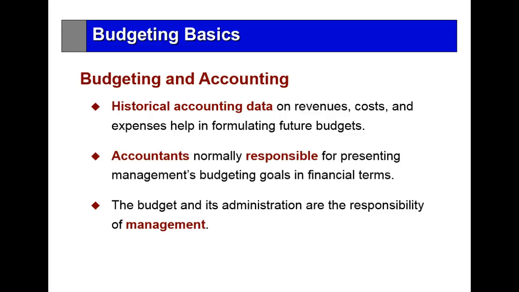Budgeting and accounting, historical data is what we are familiar with mainly as it relates to financial information. Revenues, costs, and expenses, that's all historical data of what we've already done. But that historical data really comes into play to help us in determining how we're going to calculate our budgets, aren't they? Accountants normally are responsible for presenting management's budgeting goals in the terms of numbers. And basically, the budget and the administration really are the responsibility of management.